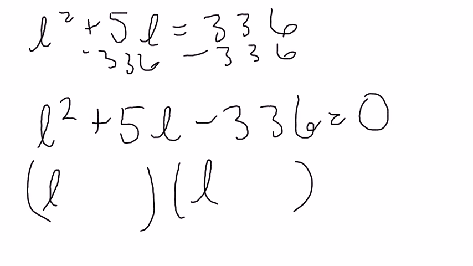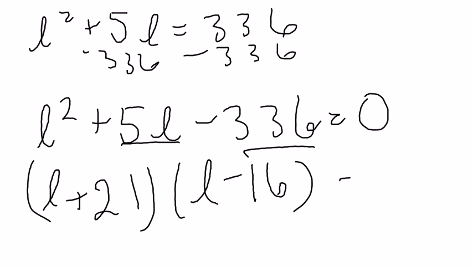So, I'd get 16 and 21. 21 times 16 happens to be 336. Well, I want a positive 5, so which one will give me a positive 5? Well, I could have negative 16 and a positive 21. That will give me the difference of 5 in the middle. It'll be positive, and when I multiply, I still get a negative 336. So, where does this equal 0? Well, L can either be negative 21 or it could be positive 16.